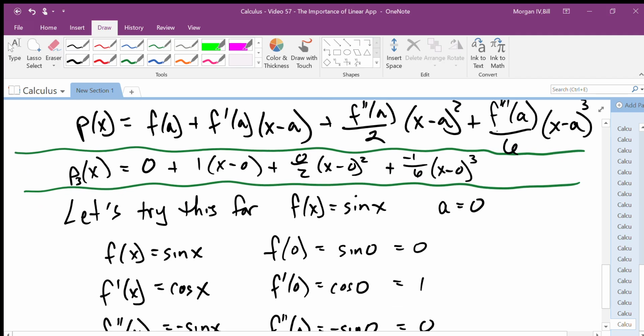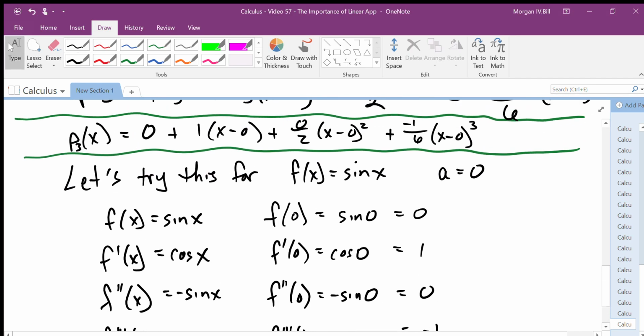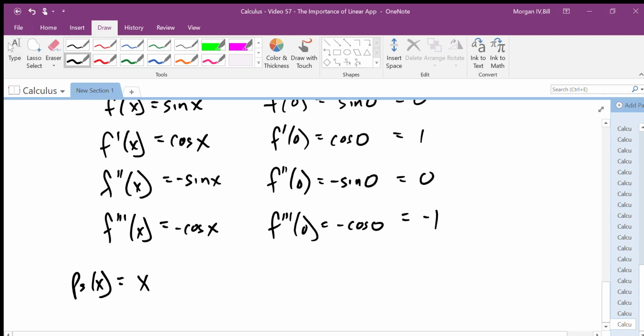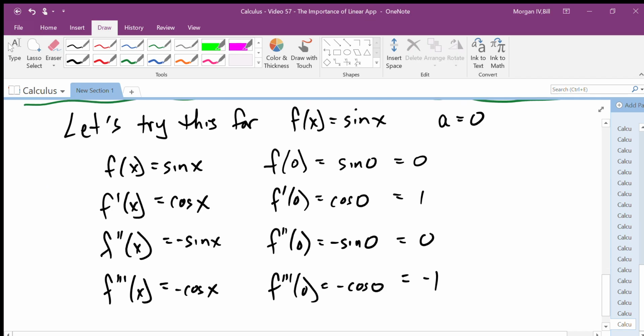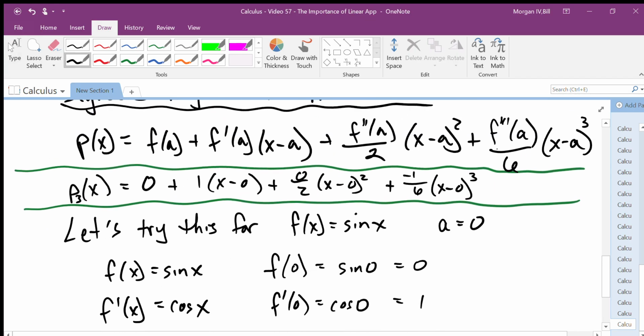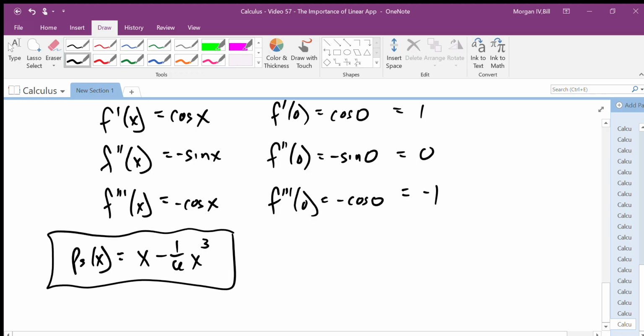And if we wrote that out, we get, I'm going to go down here, p3 of x is equal to 0 plus 1 times x is x. That's our linear approximation. The quadratic approximation portion, that term, that drops off because 0 divided by 2 is 0 times anything 0. So that part's gone. Plus negative 1/6 times x minus 0 to the third. So minus 1/6 x to the third. And this is a degree 3 polynomial approximation of f of x equals sine of x.